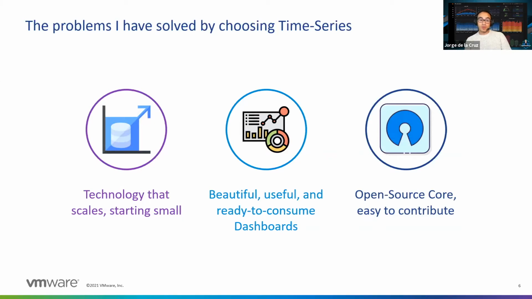Another problem was the technology that scales, starting as small as a Raspberry Pi. I had everything on a Raspberry Pi. I started that simple, with an InfluxDB there, with a Telegraf agent on that Raspberry Pi 4, and then from there I scaled to a bigger VM with more resources, with more CPU and more RAM.